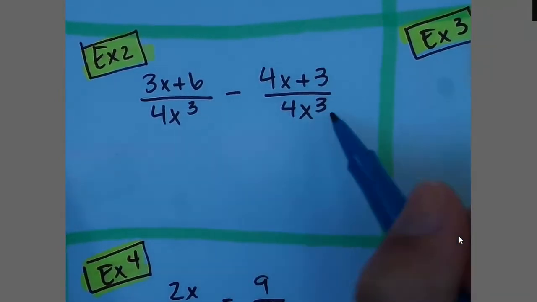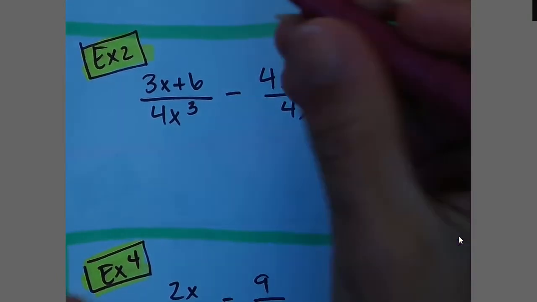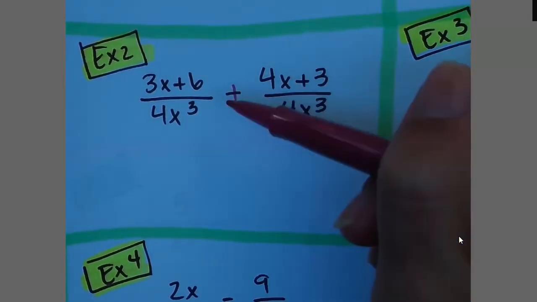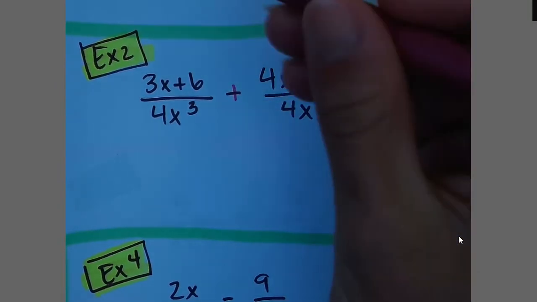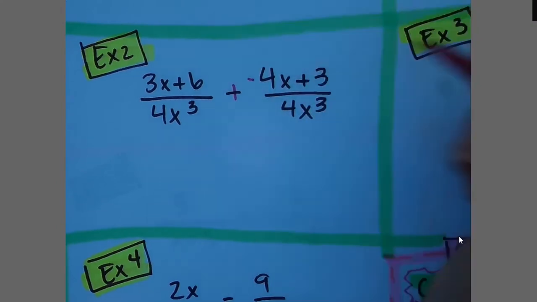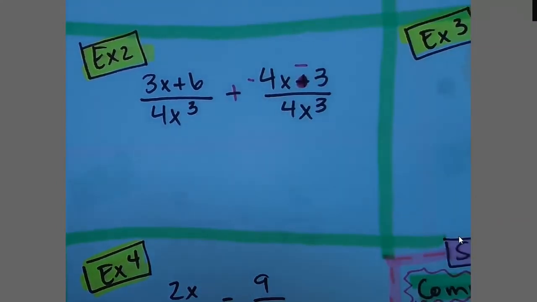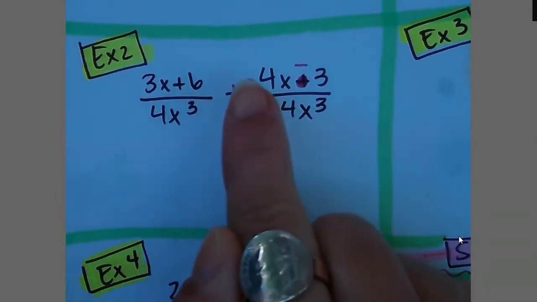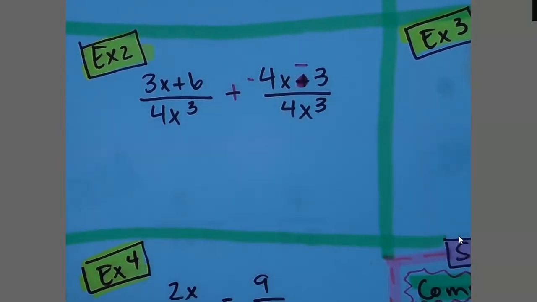Okay, let's move on to example number 2. All right, notice in this one, I already have a common denominator, so I'm not going to need to multiply each by anything. But what I am going to go ahead and do is change this from a subtraction problem to an addition problem. Okay, so I'm going to change this to a plus, make this negative 4x plus negative 3, or you can just make this minus 3, which is what I'm going to do. Okay, you have to distribute the negative to everything. All right, so if this was 4x minus 3, then it would be negative 4x plus 3. Okay, just going to change the sign on there.